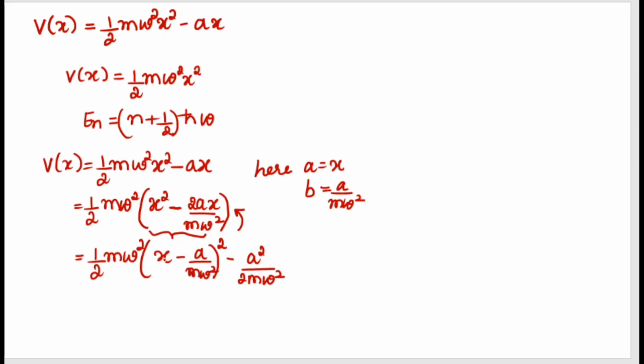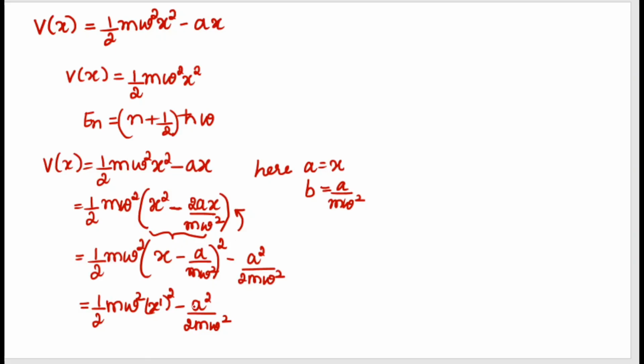Now I can write this (x minus a divided by m omega square) whole square to be my x prime square, so the expression becomes x prime square minus a square divided by 2 times m omega square. Now it is in the same form as before, but we have an extra term, that is minus a square divided by 2 times m omega square, right?